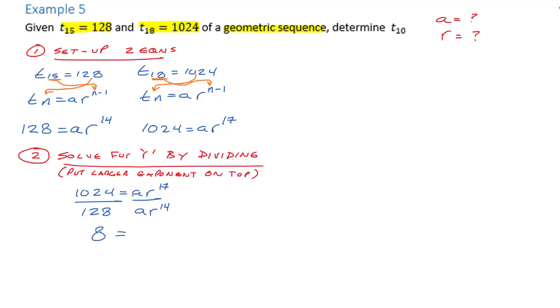When we divide, the A's will cancel. A divided by A is 1. So that's why we divided, so we could cancel out the A. And then remember, when we're dividing with our exponent laws, we subtract the exponents. So 17 minus 14 is 3.